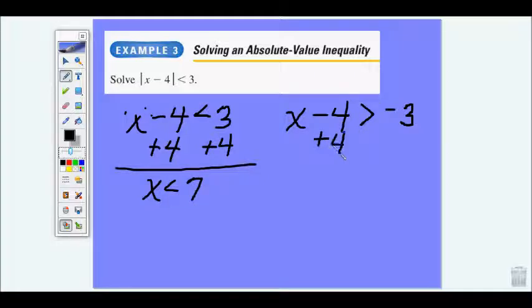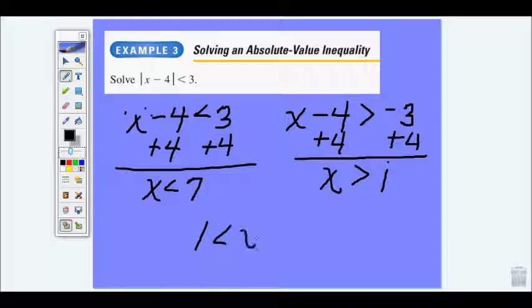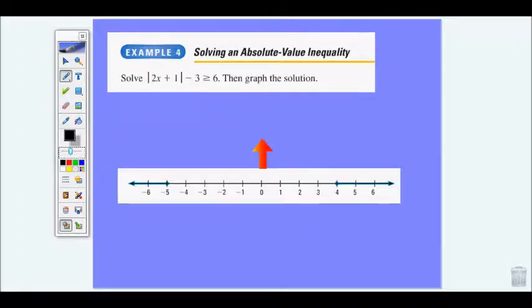And same over here, but we have a different value. So x has to be greater. Negative 3 combined with positive 4 would give me a positive 1. Now this I can write as a compound inequality statement, because x is going to be greater than 1 but less than 7. Okay, and then you know how to graph that too.